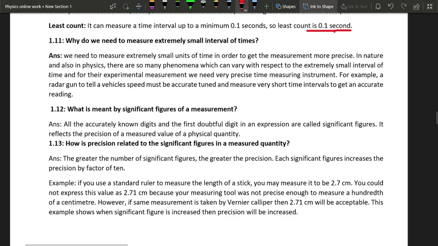So if we are measuring the speed of a jet fighter, as we know that it moves very fast, and if we want to know the exact location, we want a measurement in a very small time interval. There are a lot of other phenomena in which we need to measure extremely small intervals of time. This is one of the examples.